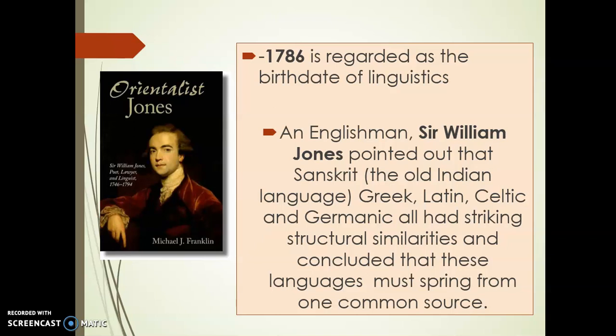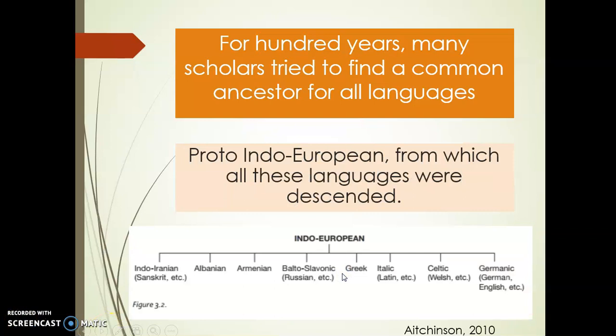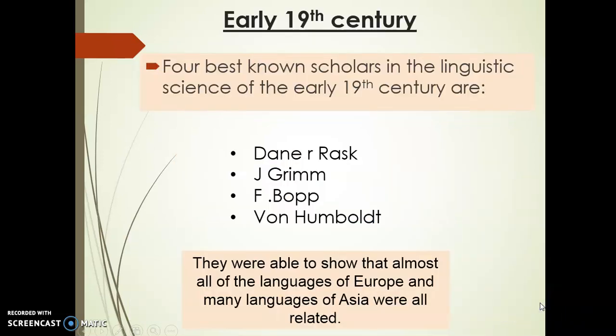So, as we were studying in the last units, he was concerned with the origins of language, to find a common root for that. So for hundreds of years, many scholars tried to find a common ancestor for all languages. And one of these was the Proto-Indo-European, from which all these languages were descended. So you see that here you have Indo-Iranian, Armenian, Italic, Germanic, German, English, etc. So that was their first attempt.